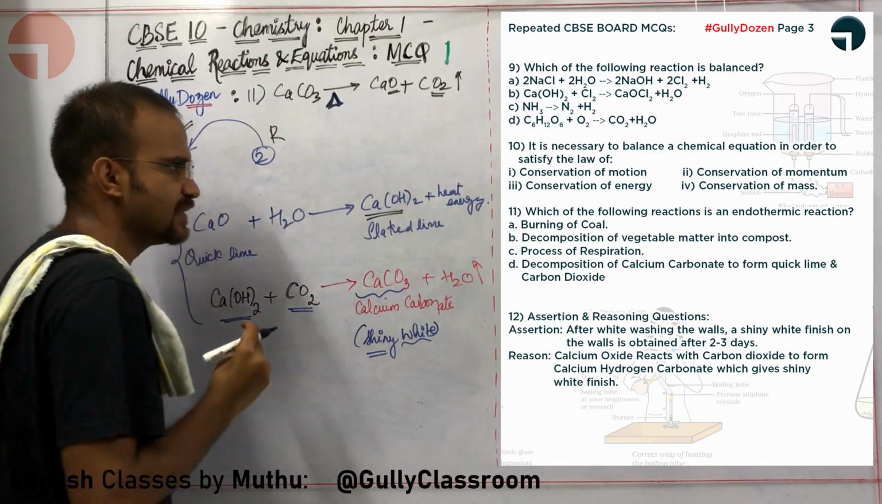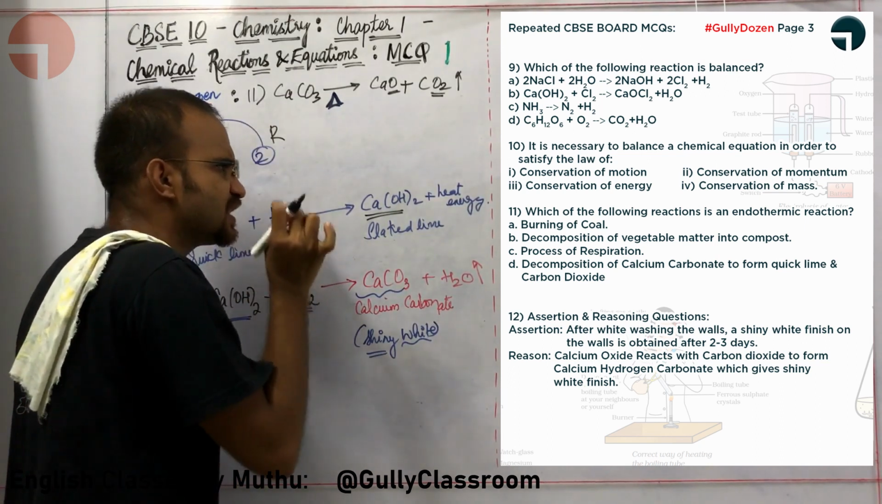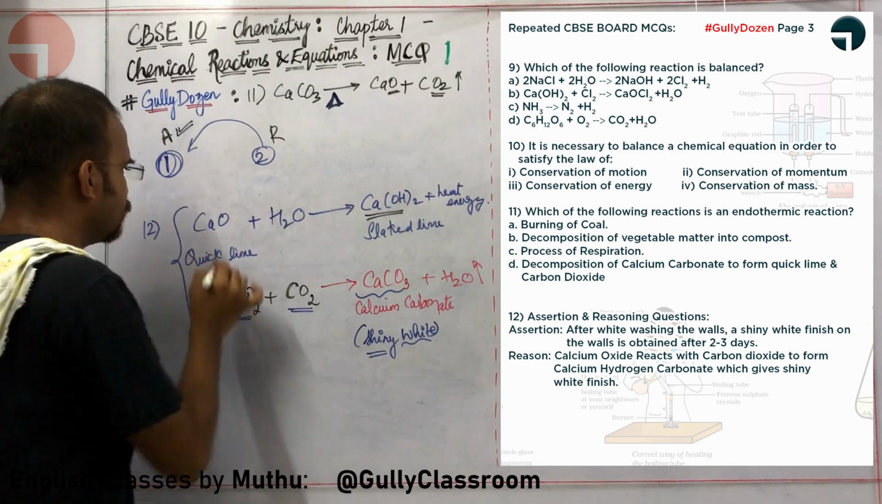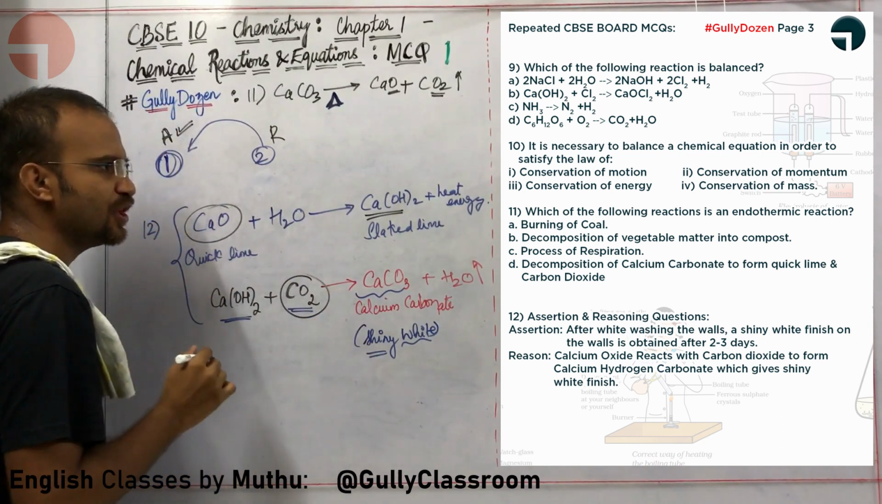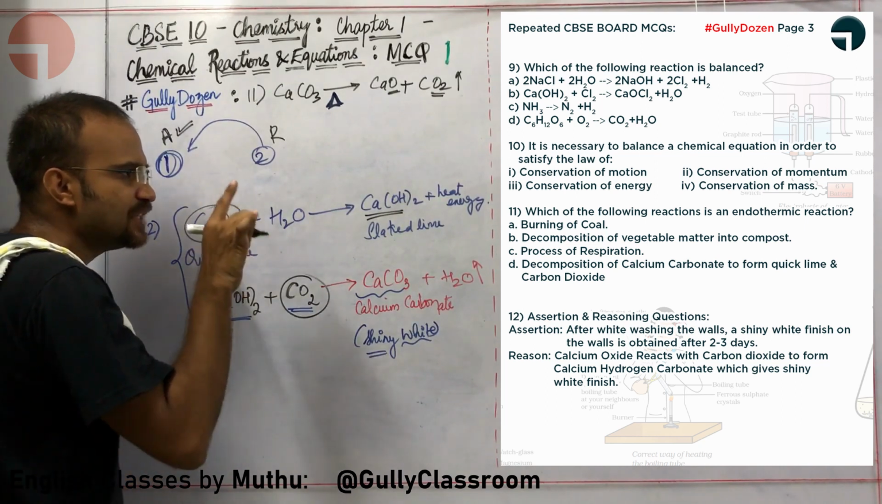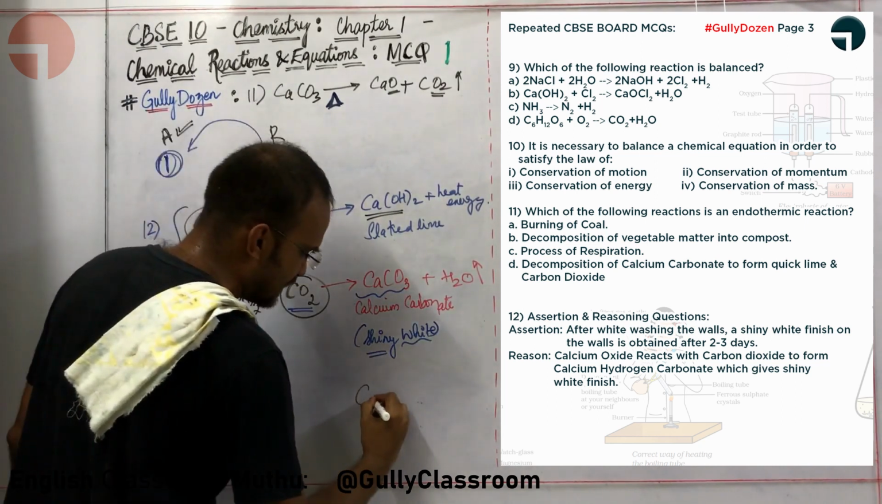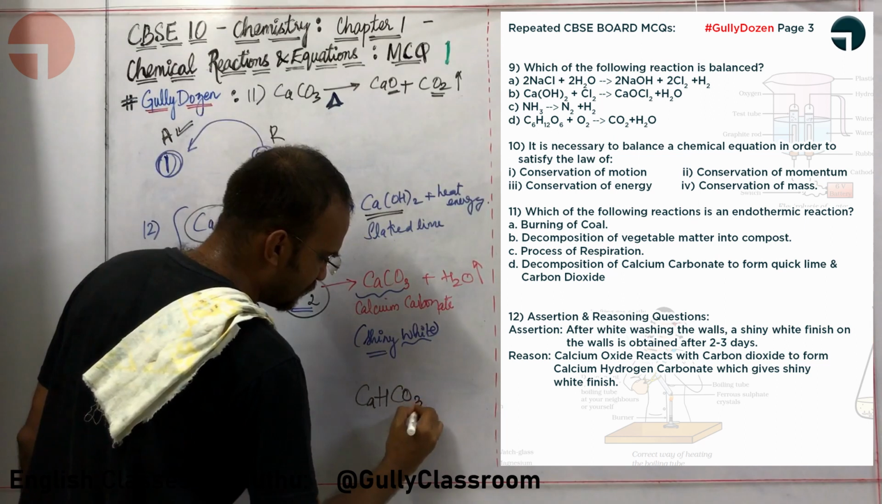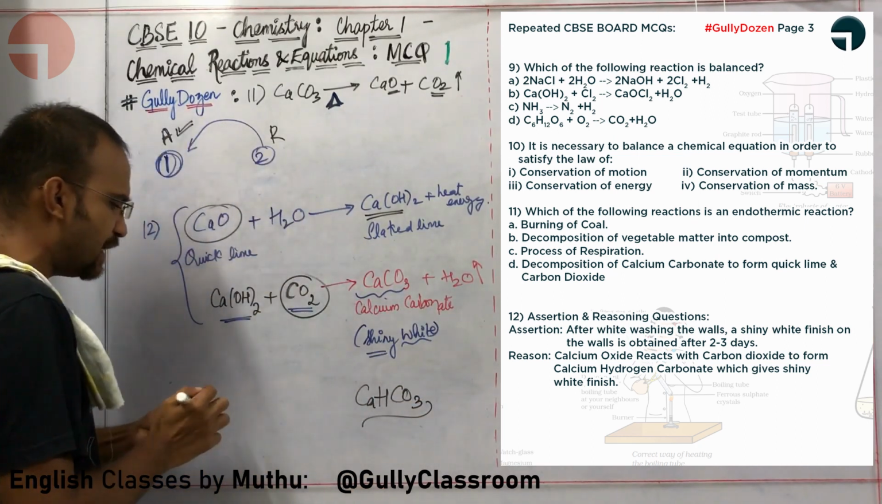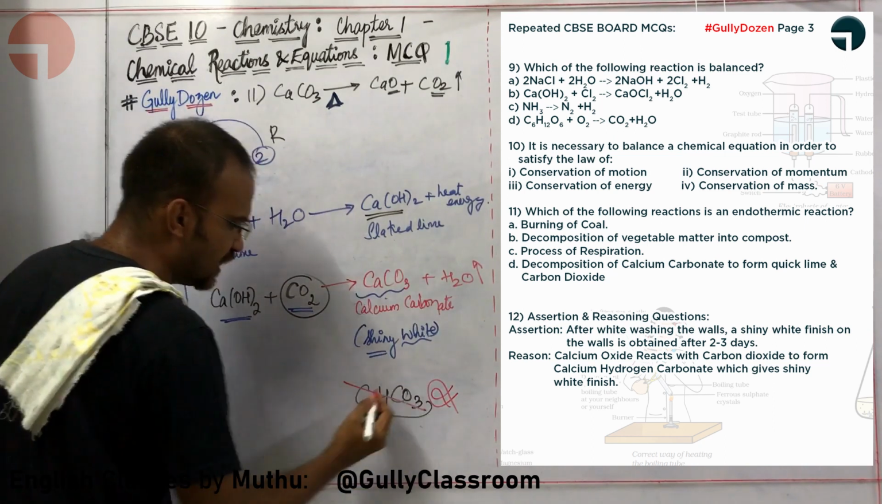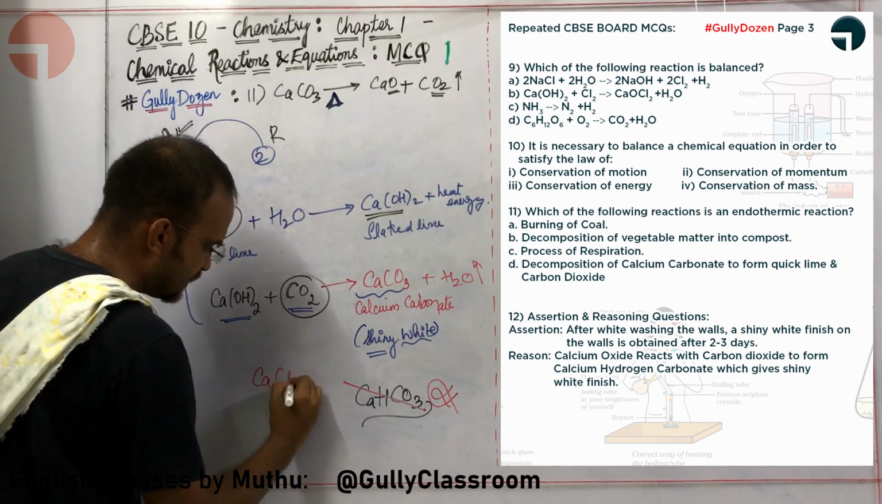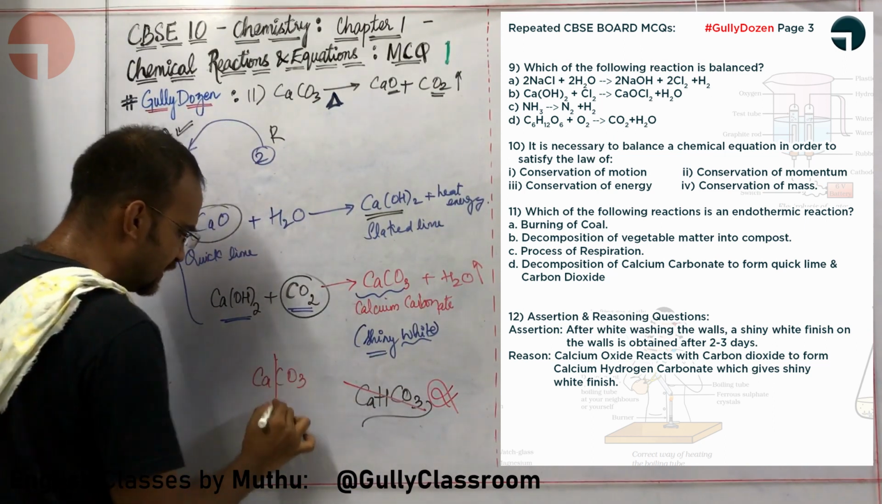Let us study the reasoning. Calcium oxide reacts with carbon dioxide. Okay, they are telling you that calcium oxide is reacting with carbon dioxide to form calcium hydrogen carbonate. What is calcium hydrogen carbonate? Calcium hydrogen carbonate means this has to be the formula, but this particular molecule is absolutely not possible. Why? Here only CaCO3 is possible.